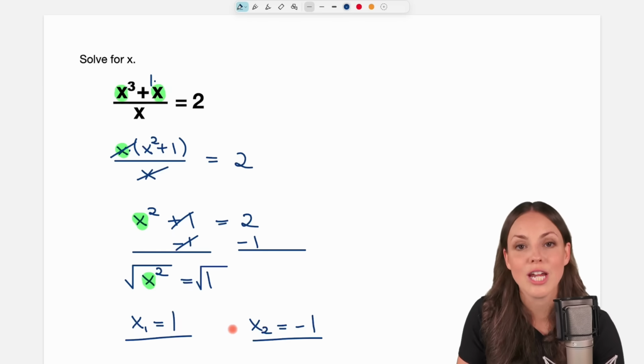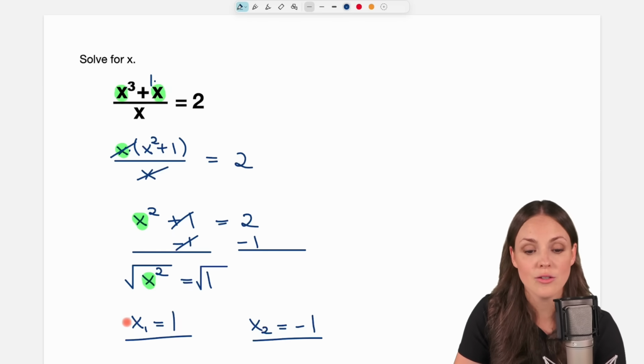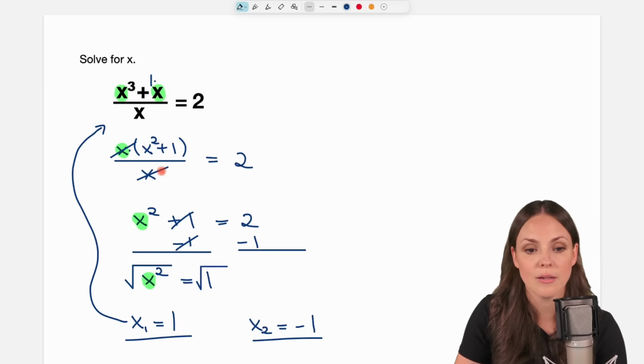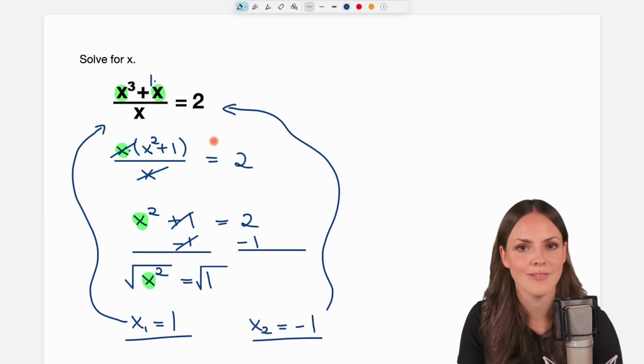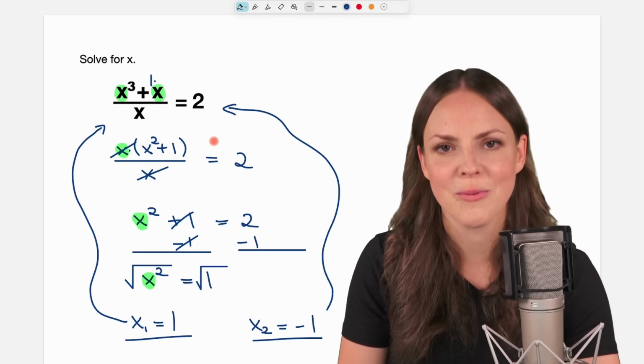Of course, you have to check these solutions again, so don't forget to insert them into your original equation and make sure that you don't divide by 0. But this way was way faster.